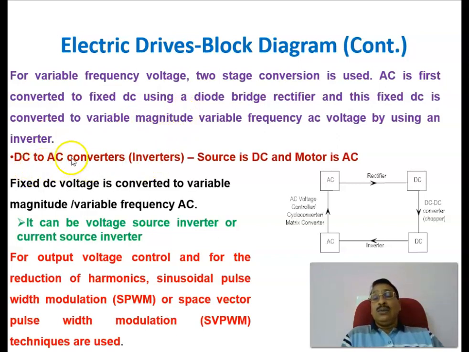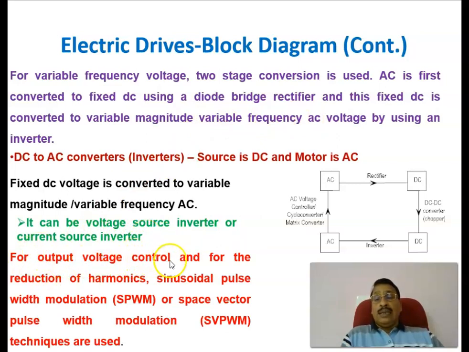Therefore, DC to AC converters, inverters, have a DC source and the motor is AC. Fixed DC voltage is converted into a variable magnitude, variable frequency AC voltage. That is done by the inverter. Either you can use a sine PWM technique or a space vector modulation technique. It can be a voltage source inverter or a current source inverter, VSI or CSI. There are two types of inverters available.